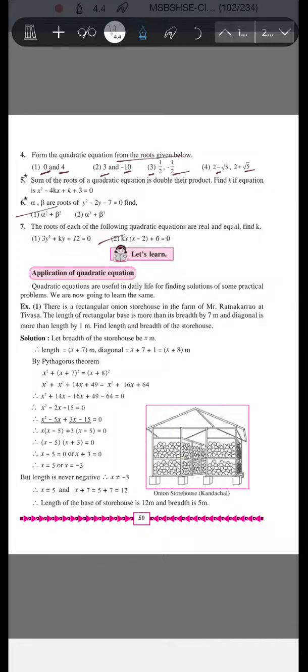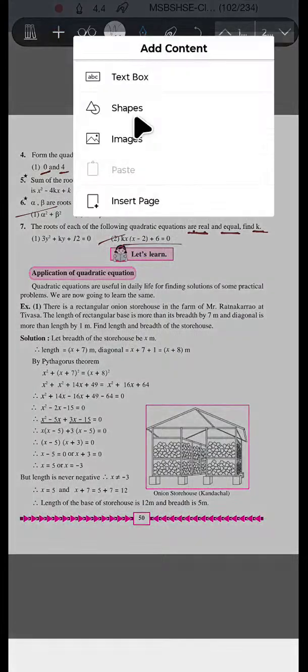So here we will take the next question. What is the question? Say the roots of each of the following quadratic equations are real and equal. Find the value of k if kx(x - 2) + 6 = 0. Okay, easy question. Let's write the question first, and then after we will discuss how to solve it. Question number 6, the second one.